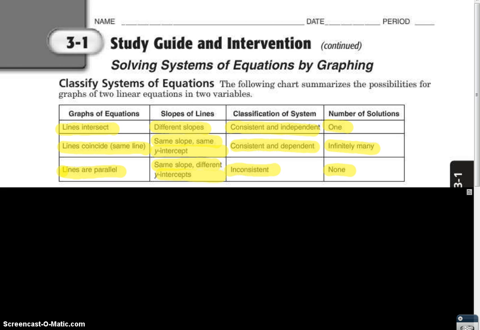You are going to use this table to answer a lot of these questions on this worksheet. You must know this table. When I give you your next quiz and test, this table is going to be on there. So you guys need to memorize this information. So let's look at the examples.